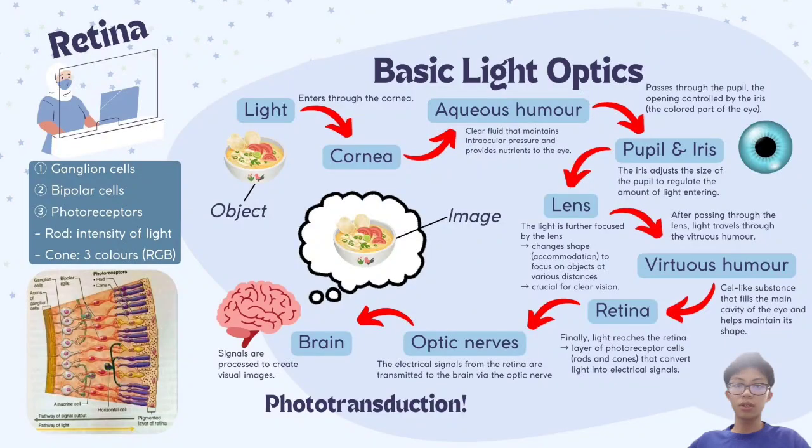Now I would like to further elaborate on the retina. In the retina, there are three types of cells, namely ganglion cells, bipolar cells, and photoreceptors. Ganglion cells convey information from bipolar cells and other retinal neurons to the brain, while bipolar cells provide a pathway for photoreceptors to ganglion cells. The photoreceptors consist of two types, which are rod cells that are responsible for detecting the intensity of light, and cone cells that recognize RGB, which is red, green, and blue colors.